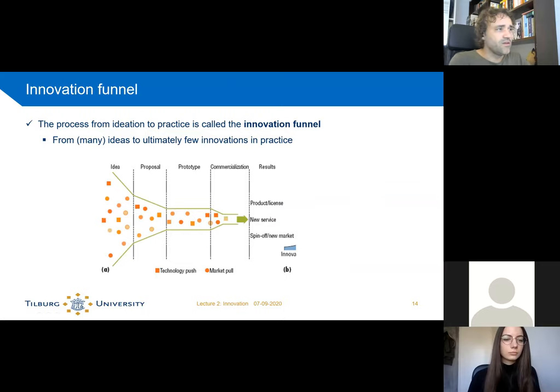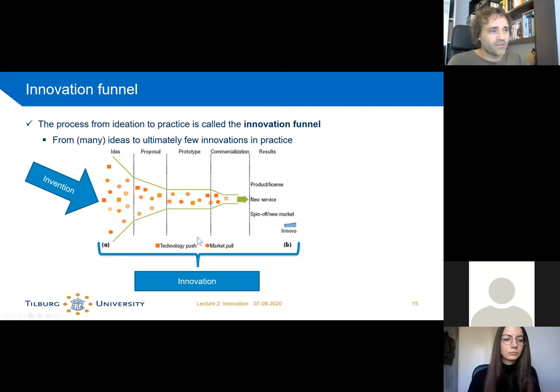So this is the prototypical idea you see. So the process from ideation to practice, that's what we call the innovation funnel. So it's from many, many ideas to ultimately very few innovations in practice. And if you look at this picture in detail, you see that basically the invention part are mostly the ideas. And then when you think about what you can do with all those ideas, you make prototypes and you test these, you try to commercialize these ideas, and finally you result in something new. That's the whole innovation part.